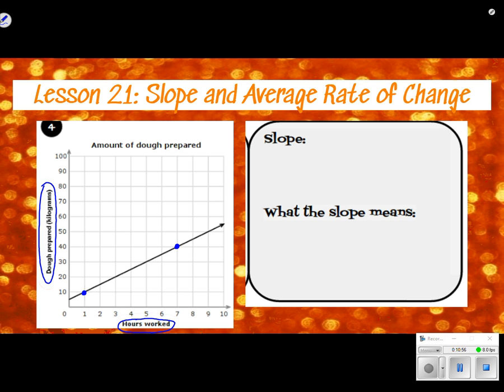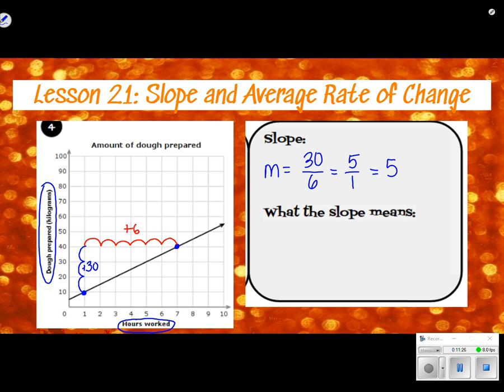So I'm going to rise. 1, 2, 3. I'm not rising 3, I'm rising 30, makes a difference. And then I'm going to run 1, 2, 3, 4, 5, 6. I've got plus 6 there. That's a positive 30. So that means my slope is 30 over 6, which is 5 over 1, which is 5, right?